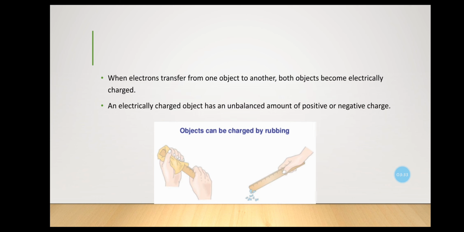An electrically charged object has an unbalanced amount of positive and negative charge. As I gave you the example of the ruler, you can rub it on a piece of cloth or on your hair, and then it will be charged and it will be capable of attracting small pieces of paper.